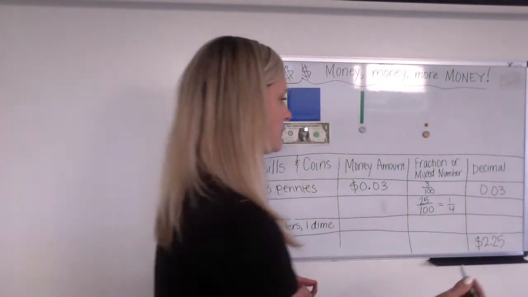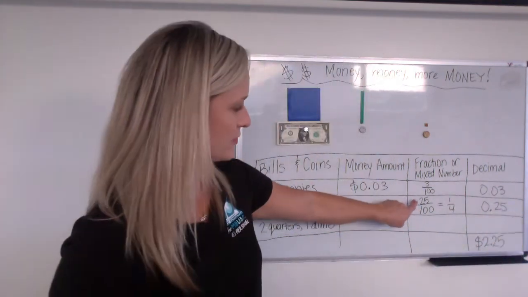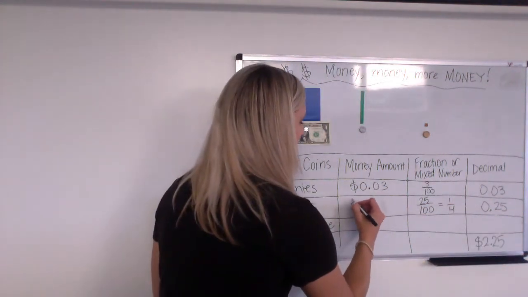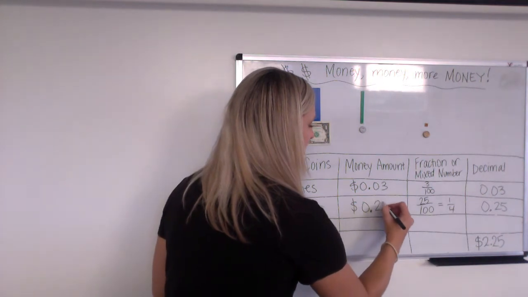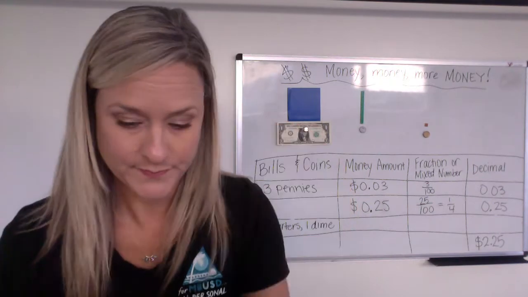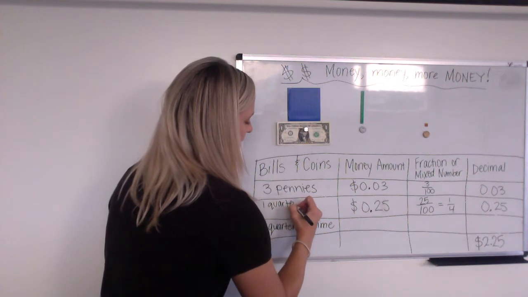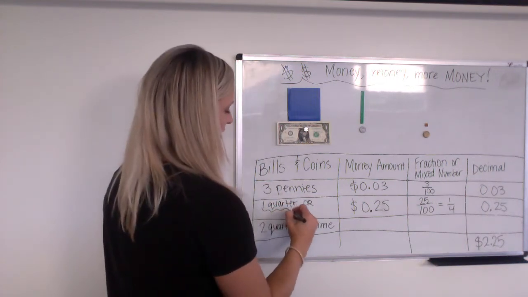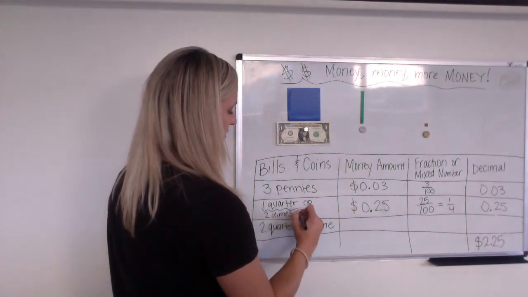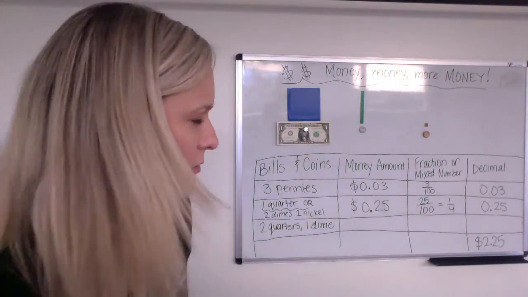Okay, so the decimal would be 0.25. Money amount, stick a dollar sign in front of it and just put $0.25. And then bills and coins. You could put 1 quarter, or we could also do 2 dimes, 1 nickel. There are more combinations, of course, but we're not going to spend all our day writing that down.